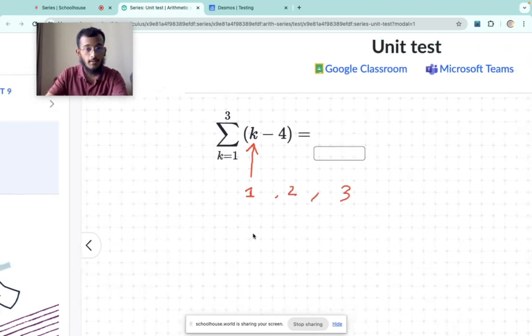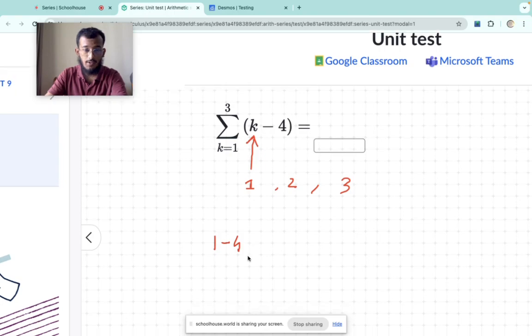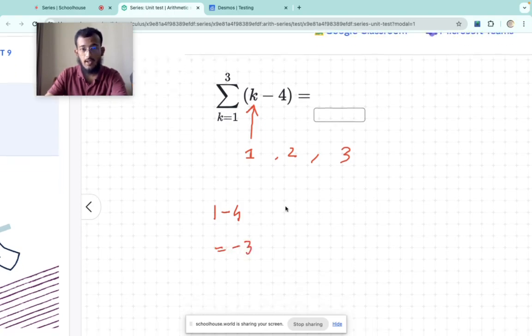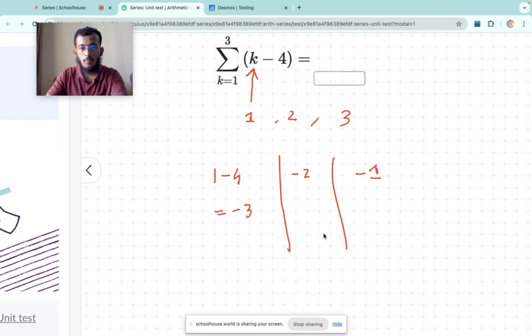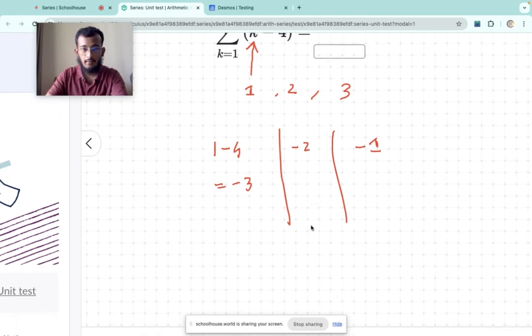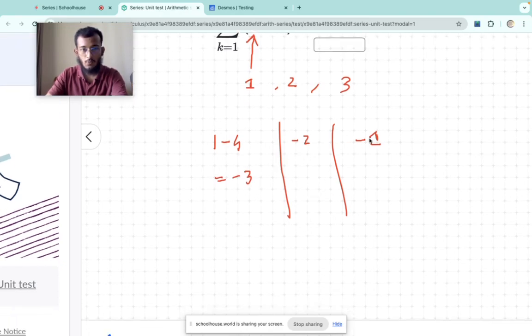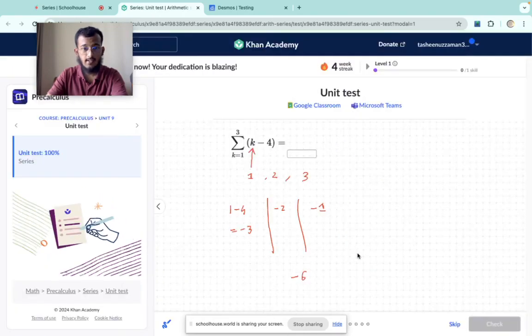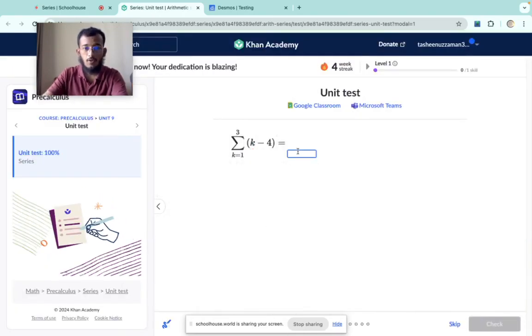So if I plug in k equals 1, I get 1 minus 4, which is equal to minus 3. For 2, I get 2 minus 4, which is minus 2. For 3, I get 3 minus 4, which is minus 1. So the sum will be the addition of all of them. Since they are all negative, 3 plus 2 plus 1 is 6, but negative 6 because they are all negative. So this will be our final answer.